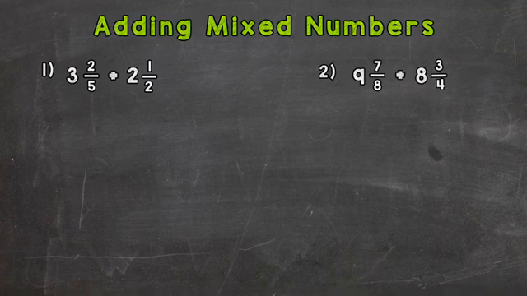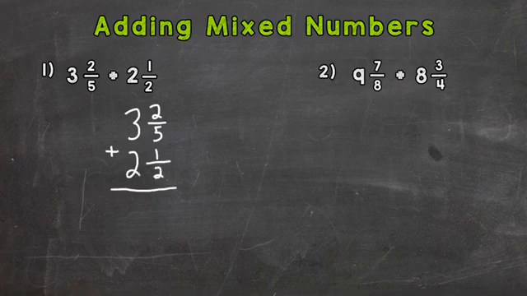So the first thing I like to do, I like to set this problem up vertically, which means up and down. So I have 3 2/5 plus 2 1/2. My fractions are lined up and my whole numbers are lined up. Now, just like when we add fractions that don't have the whole number involved, we need a common denominator. So we still need a common denominator for these problems if we don't have one. And obviously we have a 5 and a 2, so we don't have the same denominator for the fractional part of these mixed numbers. So we're going to need to rename each of these with that common denominator.